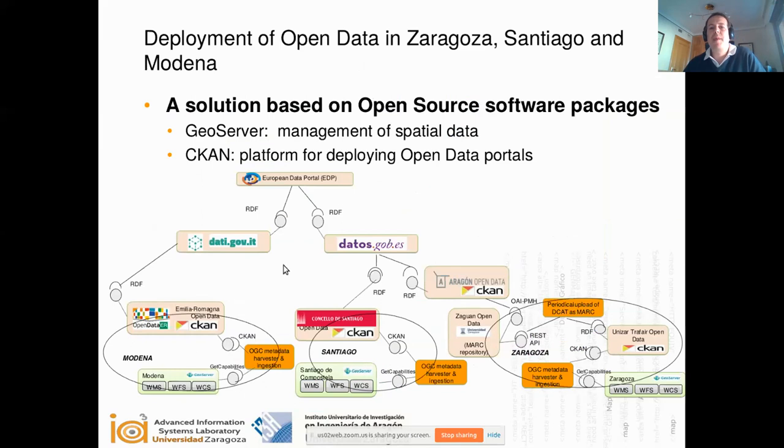And we applied this in three different cities of the project. We developed software that harvests the basic properties of data servers in the different cities, and directly we ingest the metadata in local open data catalogs, and this metadata is harvested by intermediate servers like regional open data servers and national servers, and finally the metadata reaches the European Data Portal and the datasets are published directly there.